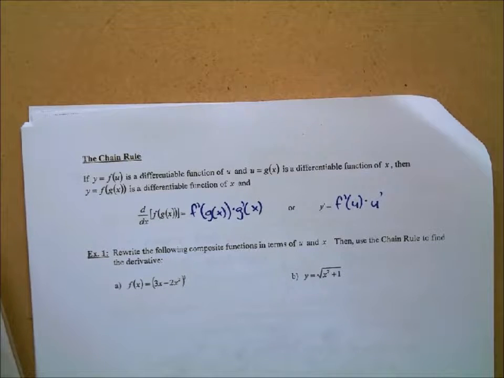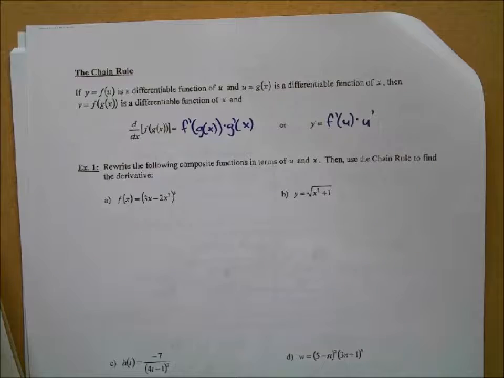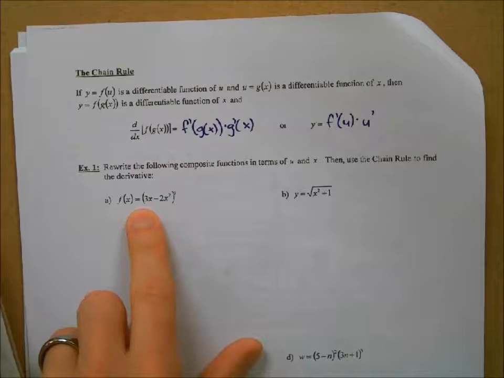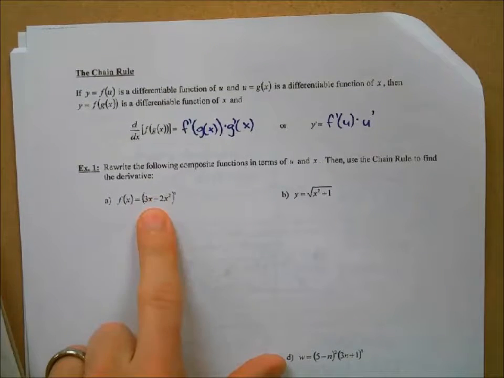All right, so let's see this in action, because I think it'll help to see an example of the problem. So A, we've got f of x equals the quantity 3x minus 2x squared raised to the third power. Could we have taken this derivative before today?